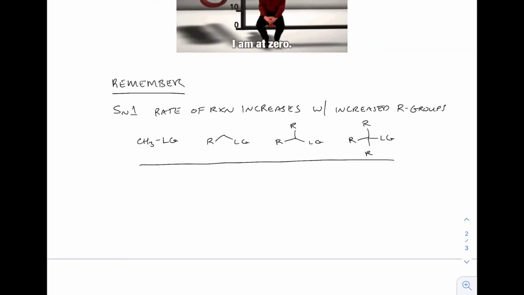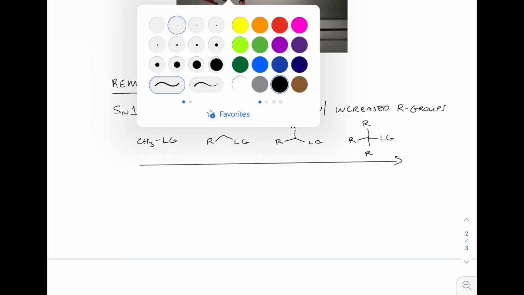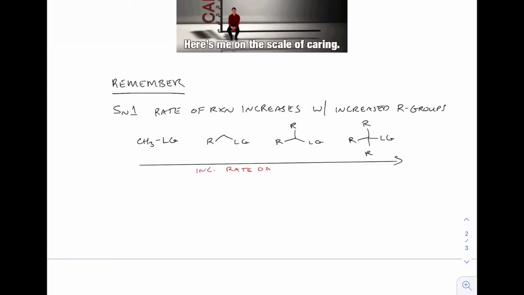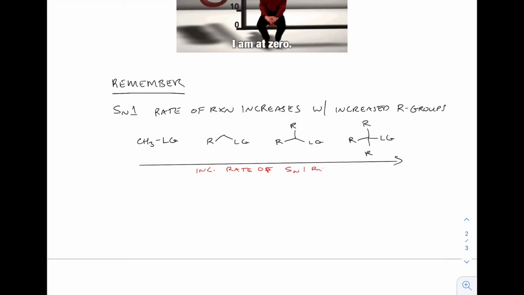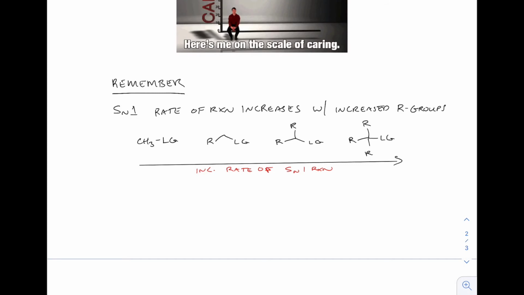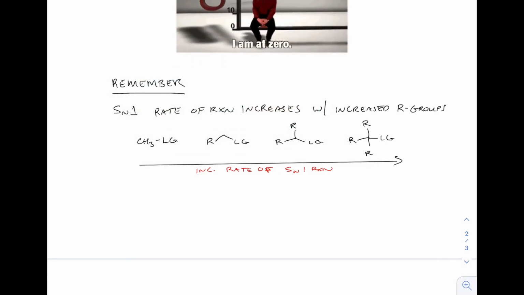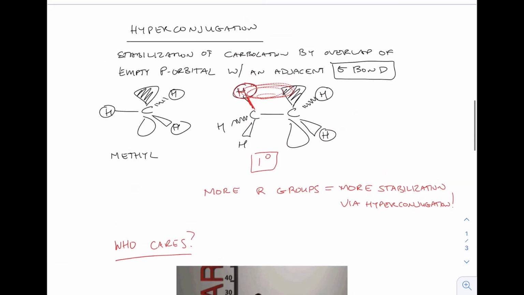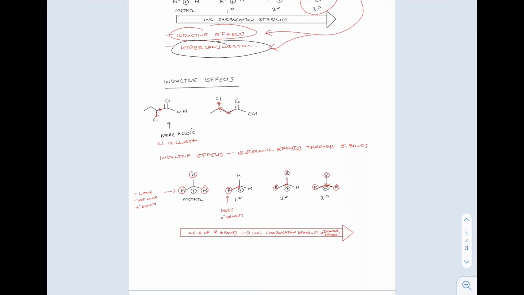Well, let's say we have all these variety of substituents, or substrates. And we have an increased rate of SN1 reaction as we go from left to right, right? So that's a methyl all the way up to tertiary. Well, let's go ahead and I'm going to copy and paste this.